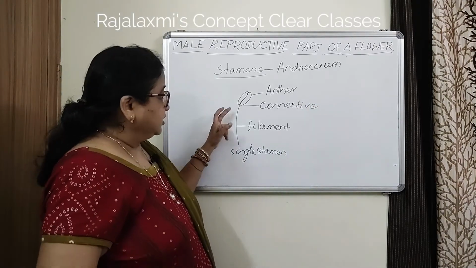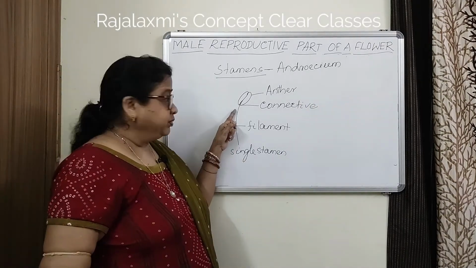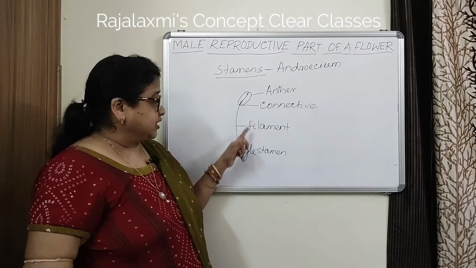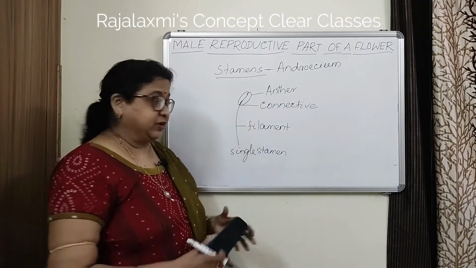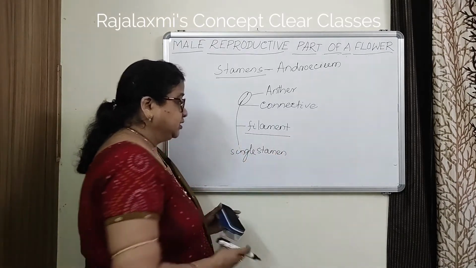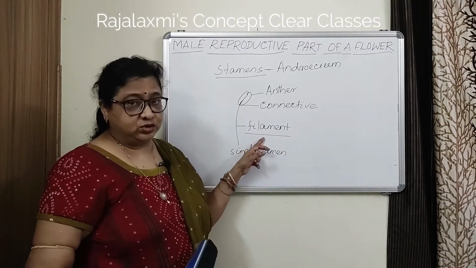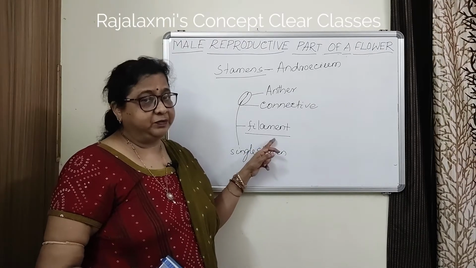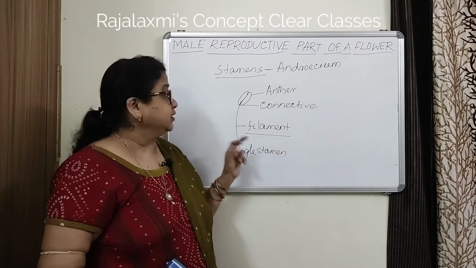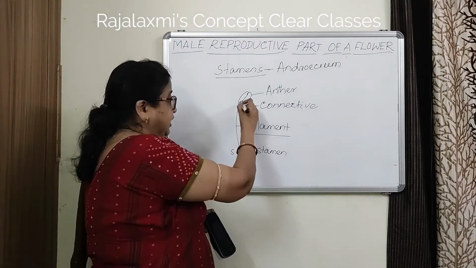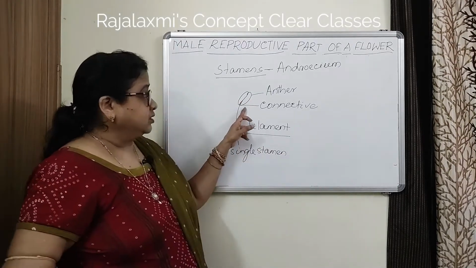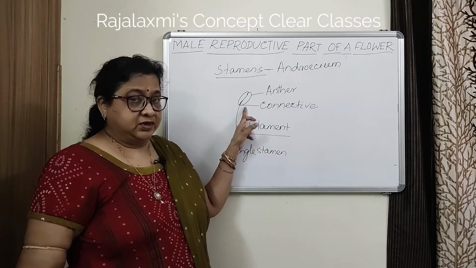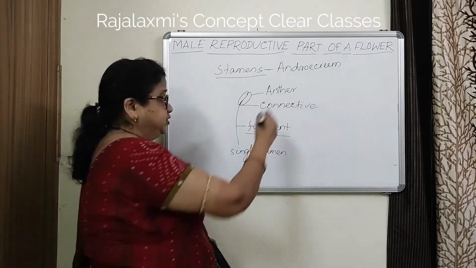So we see there are two main parts, anther and filament. The stamens are attached to the flower by the filament. So filament is attached to either the receptacle of the flower or the petal of the flower. So this is the anther, and anther generally consists of two lobes. So it is known as bilobed.